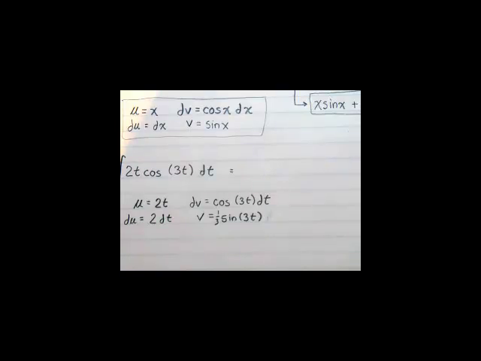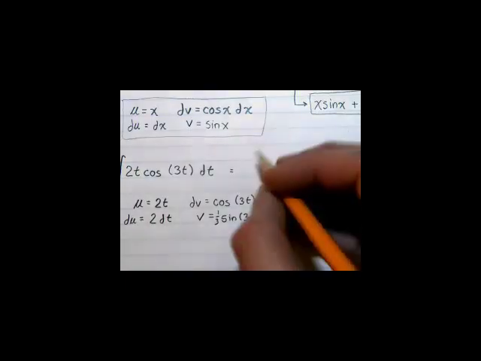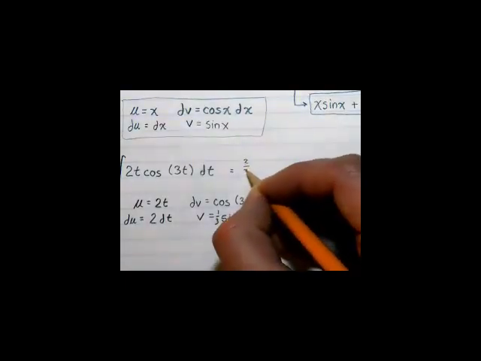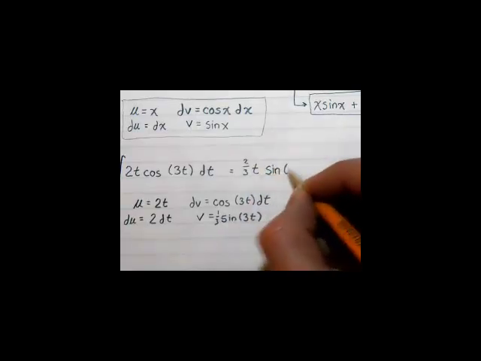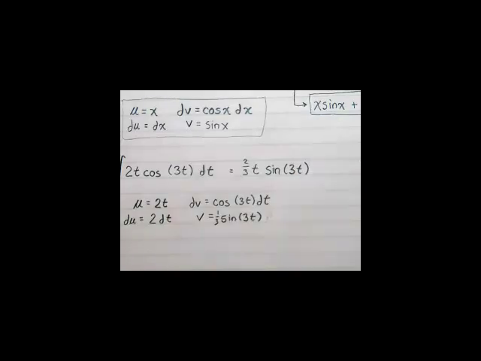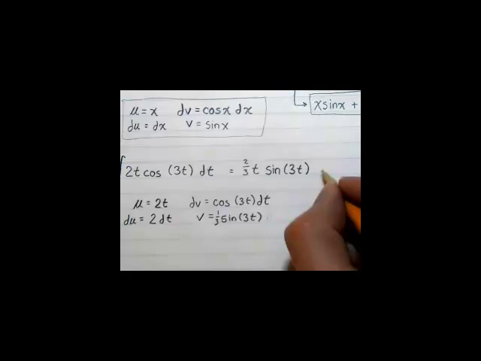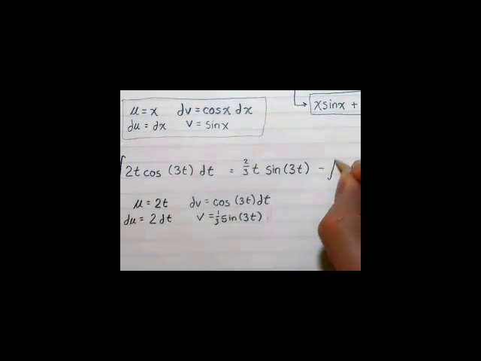What do I have to multiply together there? U and v. Okay, so find u, find v. Multiply those guys together. So something kind of like that once you combine things together, right? 2/3 t times sine of 3t. And then I have to subtract the integral of v du.